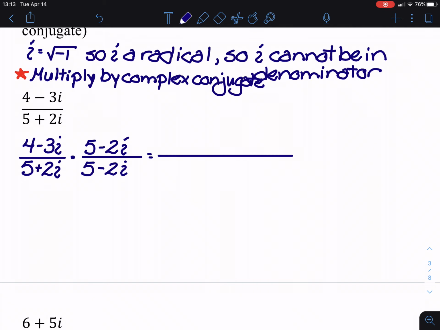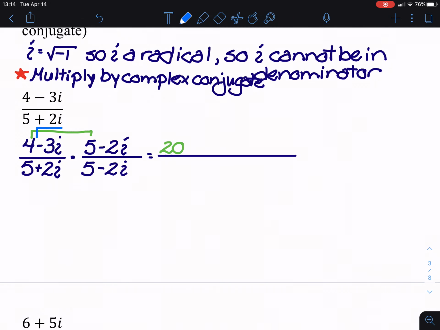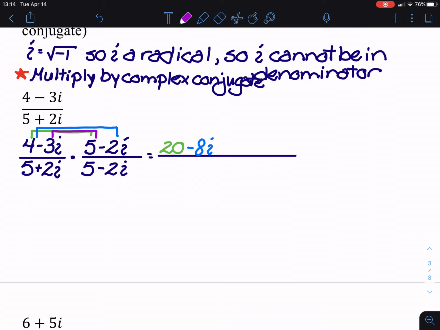So for the numerator, I need to FOIL. First, 4 times 5 is 20. Then I'm going outside, so I have 4 times -2i, that's -8i. Then I'm going inside, so I have -3i times 5, that's going to be -15i. And then finally, last: -3i times -2i is plus 6i squared.